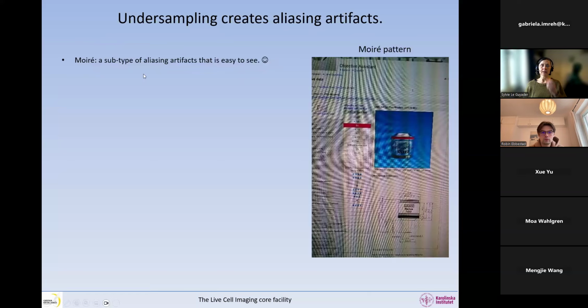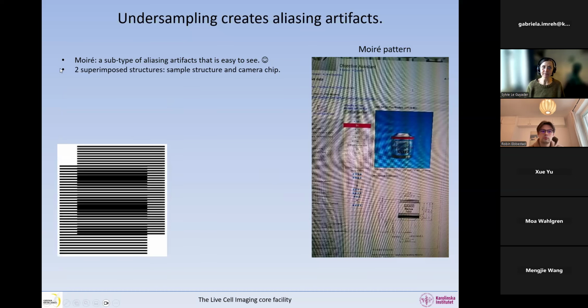So moire is a subtype of aliasing artifacts, and they are very easy to see. If you take a picture of your screen, you will see things like this on the image. And these are moire patterns. Once you start seeing them, you see them everywhere. For example, if you have a fabric, like a thin curtain in front of the light, sometimes you see these moire patterns in the curtain. So once you see them, you see them all over the place.